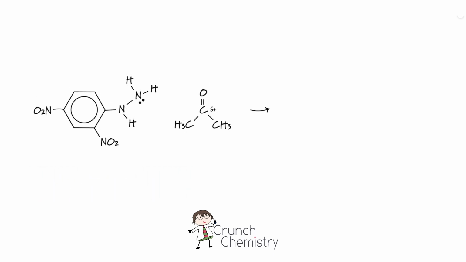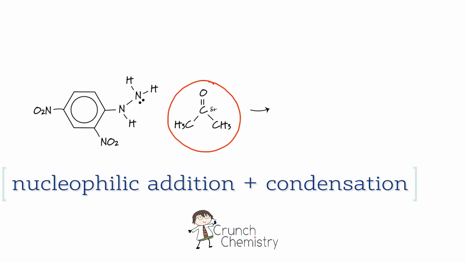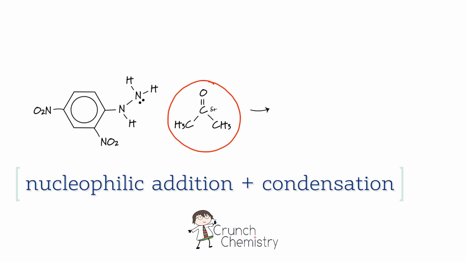A positive result gives us a yellow-orange precipitate, which indicates that the aldehyde or ketone has been added to the 2,4-dinitrophenylhydrazine. This reaction takes place via two steps. Firstly, nucleophilic addition, and secondly, a condensation reaction.